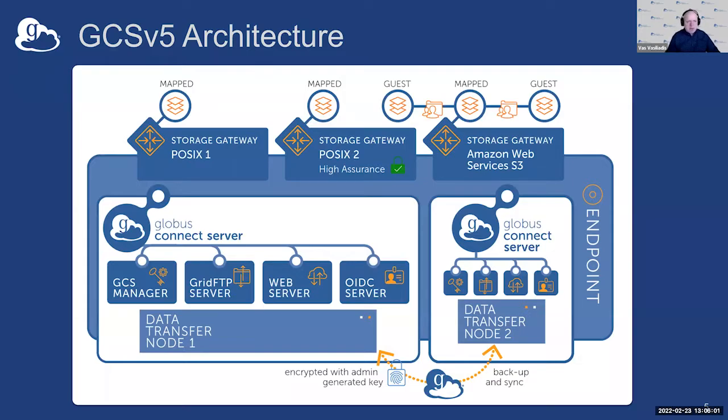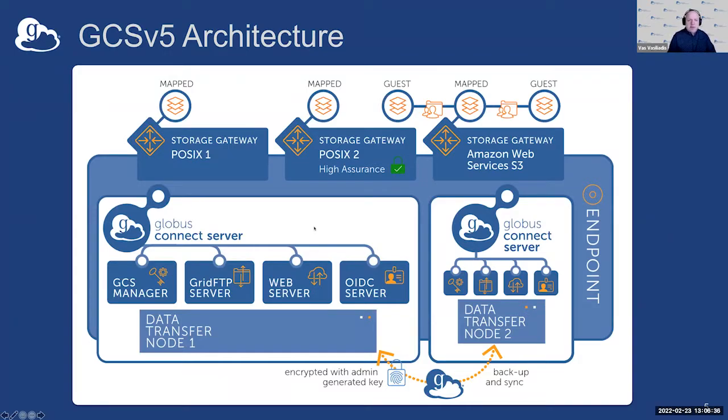So what you'll see is on a data transfer node here on the bottom left, a number of components are installed. We still have the GridFTP server at the core. That's the data movement software. And then there's an OpenID Connect server, and then a web server, which supports the control channel and communication with the Globus Connect Server management service that we host. So you can see here a new piece there, the GCS manager.